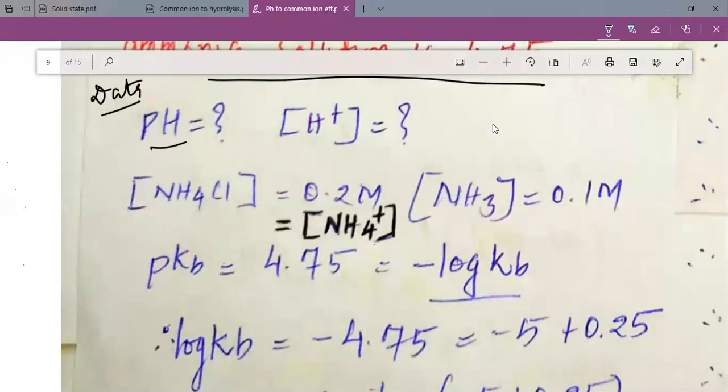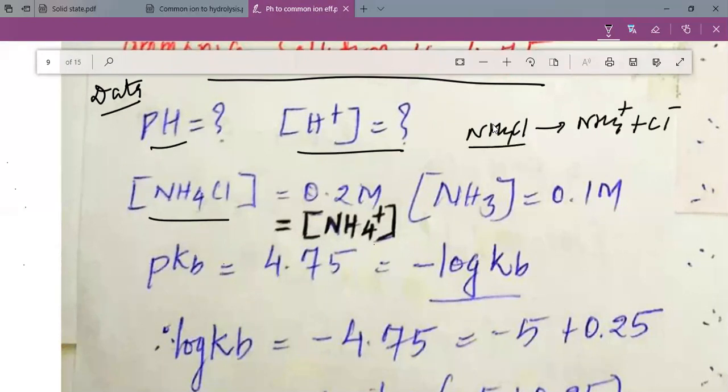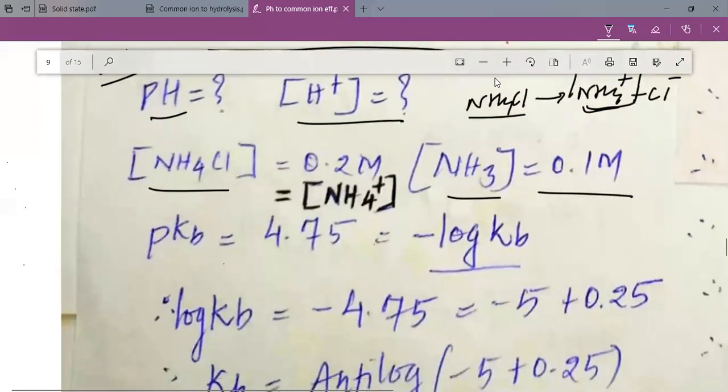So our pH we need to find out. We need to find out the concentration of H plus. The concentration of NH4Cl is given as 0.2 molar, which ultimately, when this NH4Cl dissociates or ionizes, gives us NH4 plus and Cl minus. It ionizes completely, and that is why the concentration of NH4 plus is also equal to the concentration of NH4Cl. The concentration of ammonia is given as 0.1 molar, my dear students, and we are also given the value of pKb, which is 4.75.